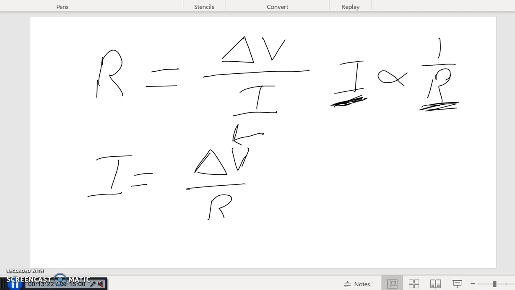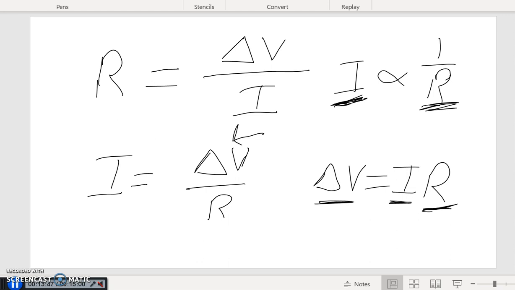But this is known as Ohm's Law, right? Now, Ohm's Law is also often written as delta V equals IR. So if I know the amount of resistance in a circuit and I know the amount of current in my circuit, that product will give me the voltage of the battery in the circuit.